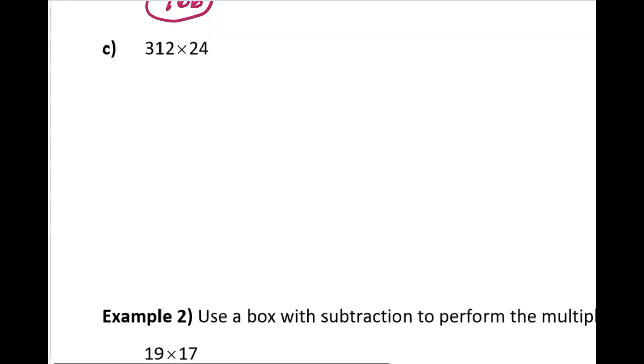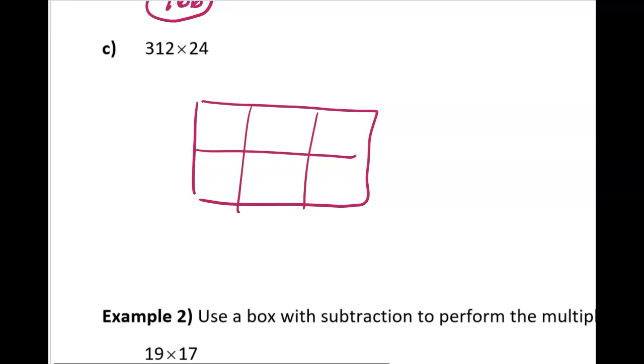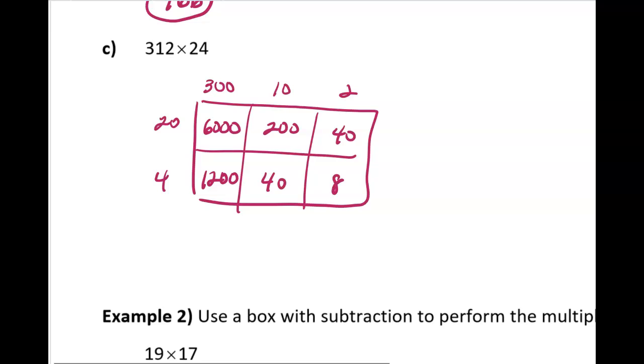Let's do it with a 3-digit times a 2-digit. We can do this by making a 3-digit number across the top. 300 plus 10 plus 2 times 20 plus 4. So 300 times 20 is 6,000. 20 times 10 is 200. 20 times 2 is 40. 4 times 300 is 1,200. 4 times 10 is 40. And 4 times 2 is 8. So we've got, let's see, that's 7,200 plus another 200 is 7,488.